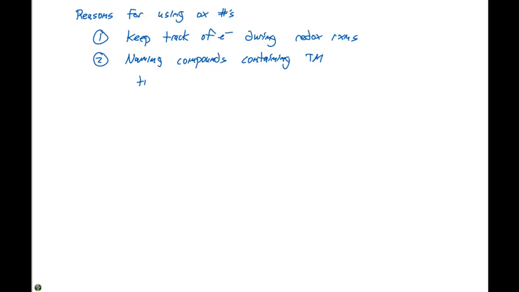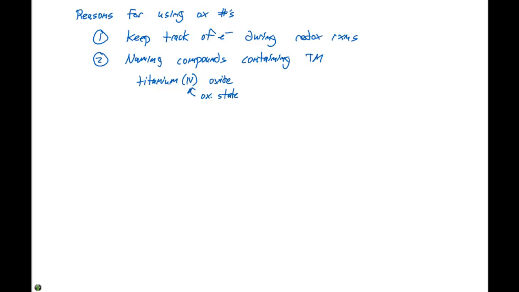So if we have titanium(IV) oxide, this Roman numeral refers to the oxidation state of the transition metal center. So in these compounds, the oxidation state of the transition metal is going to dictate a lot of the physical properties of the material that contains that transition metal.